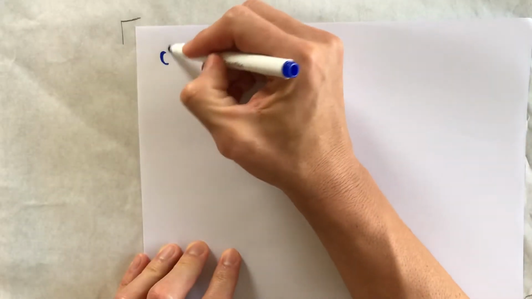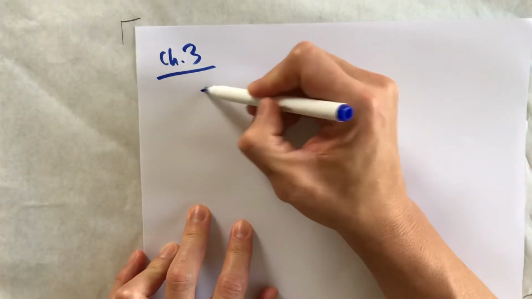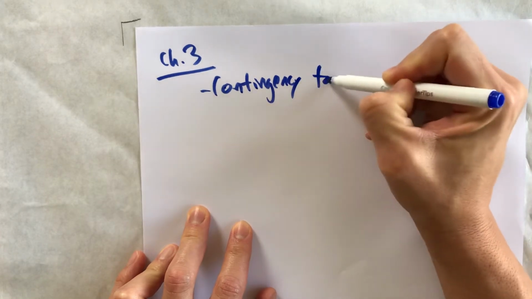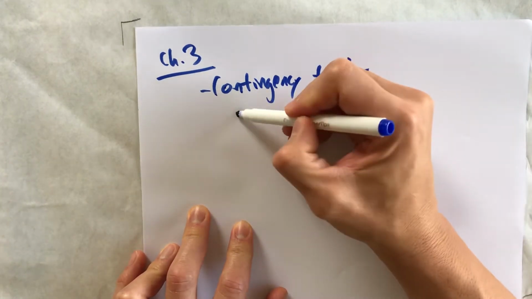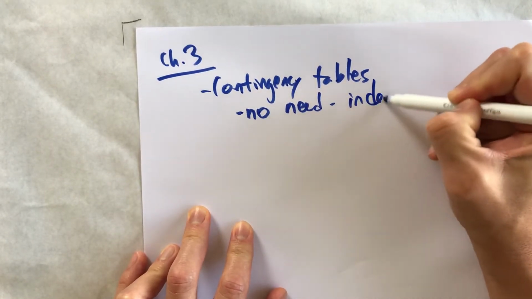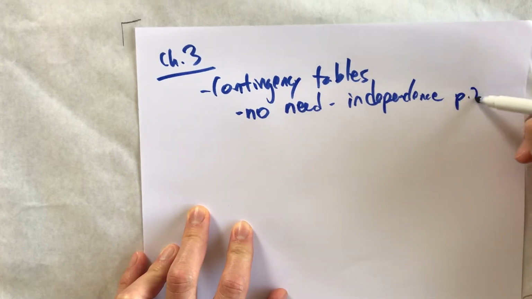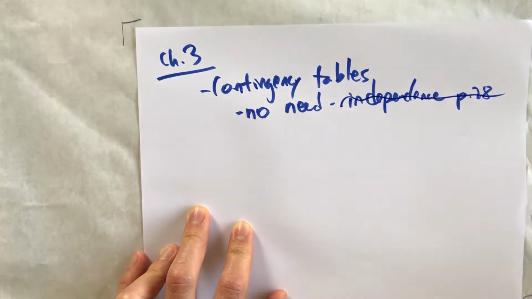Some of the things from chapter 3. Make sure you study the contingency tables. Hopefully you've had enough practice with that. No need for independence. We touched on this on page 28, so don't worry about that, okay? That will not be on your quiz.